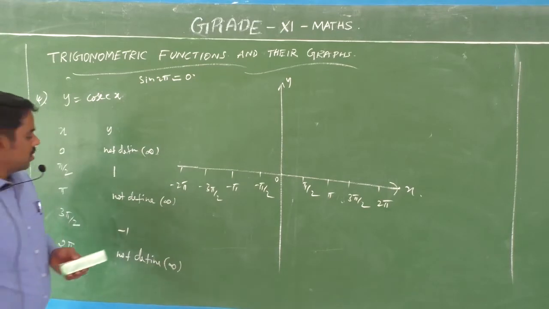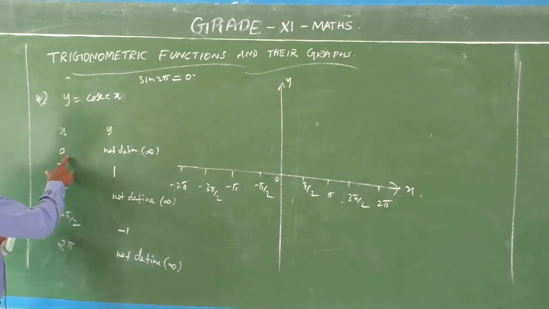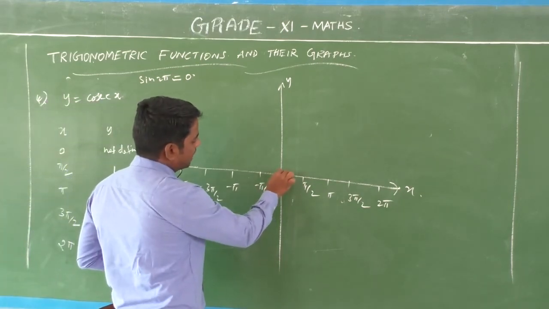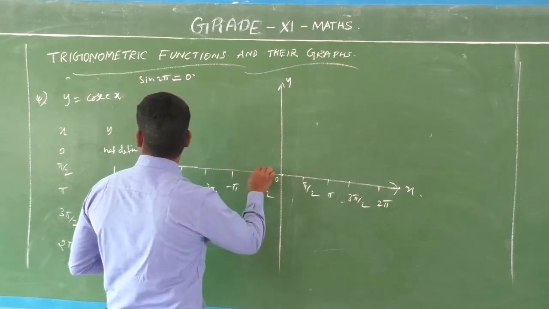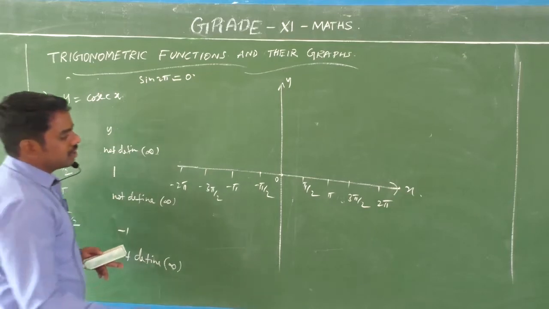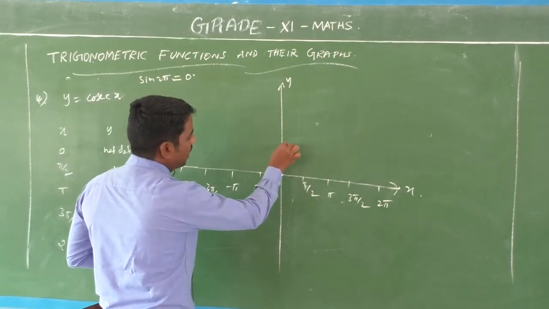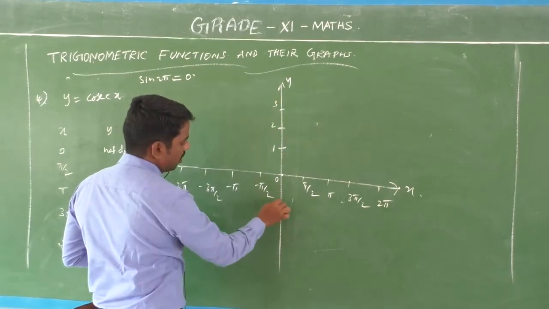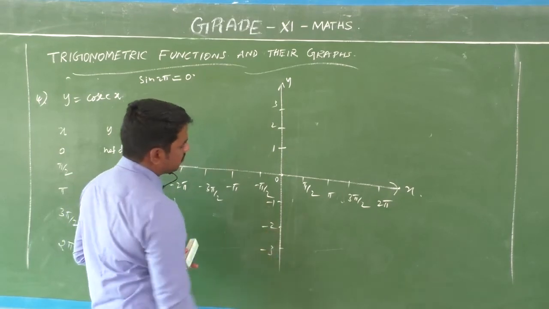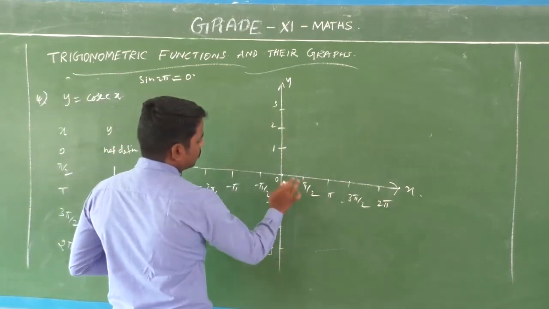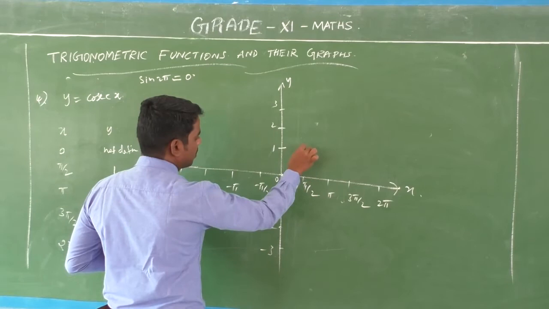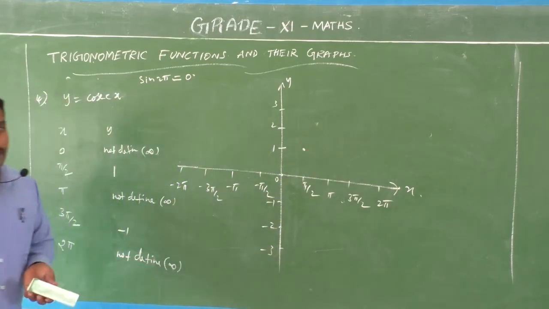Let x equal to 0, y is not defined. At x equal to pi by 2, y equal to 1. So the point is pi by 2 comma 1, marked on the y axis at 1, 2, 3, minus 1, minus 2, minus 3.